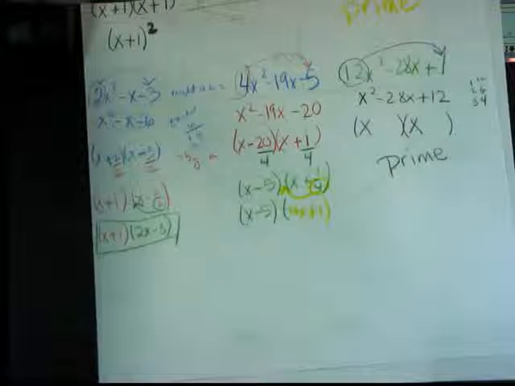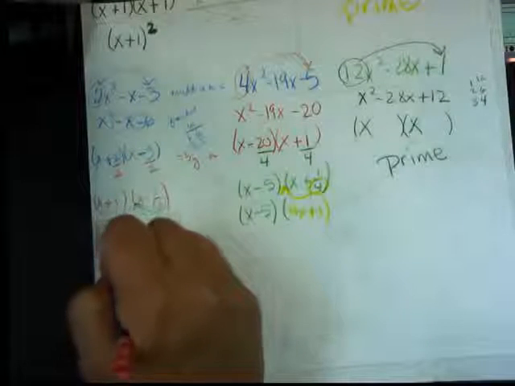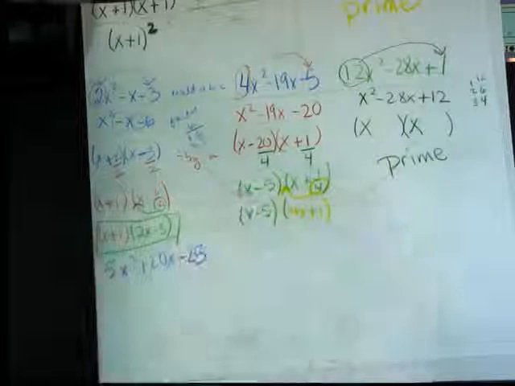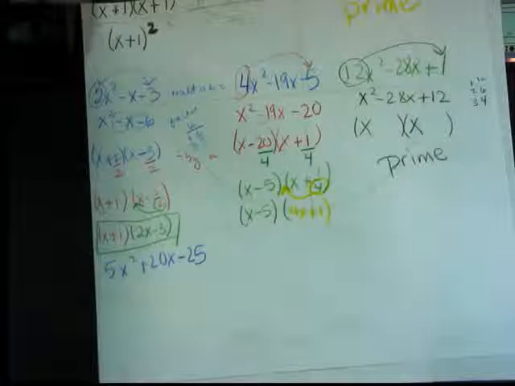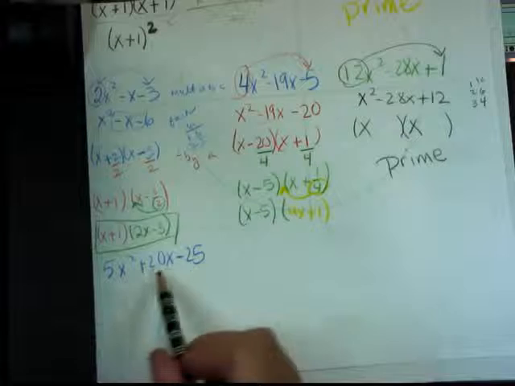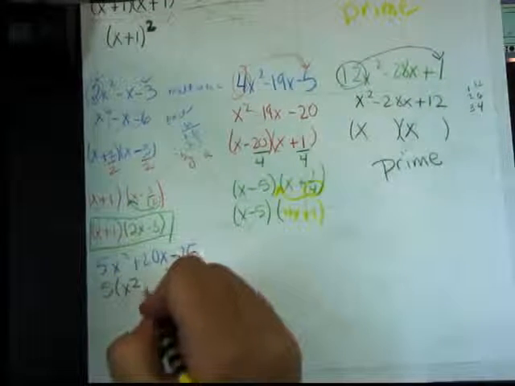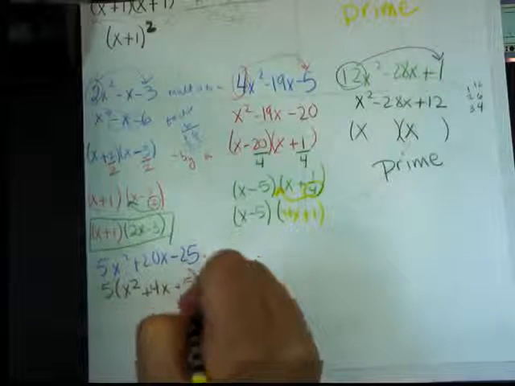Okay, we got 3 more that we need to look at. 5x squared plus 20x minus 25. All right, so now we need to consider that we have GCFs, because those last 3 we didn't. What's in common with all of them is a 5. So we're going to take out the 5, take out the 5, take out the 5.